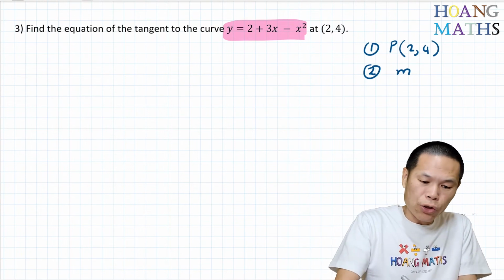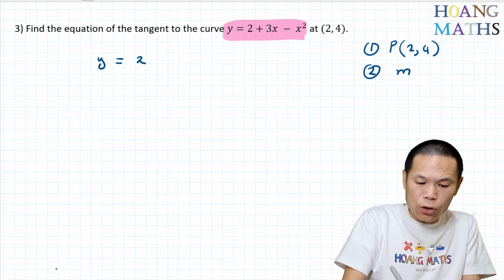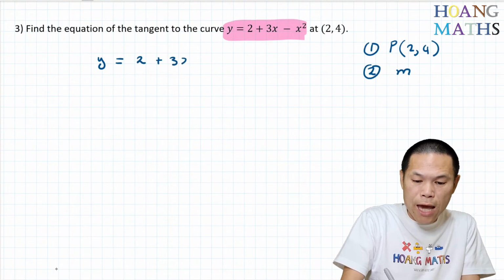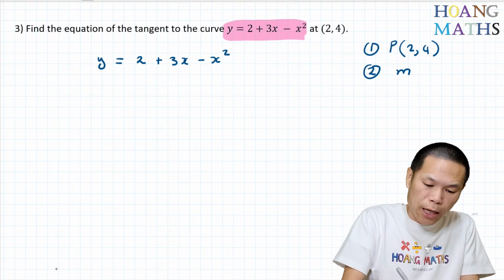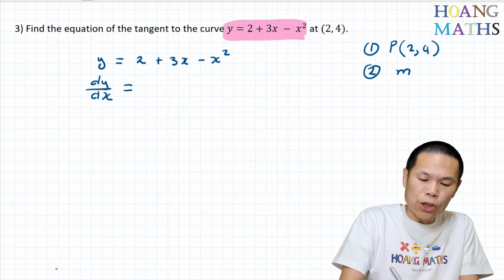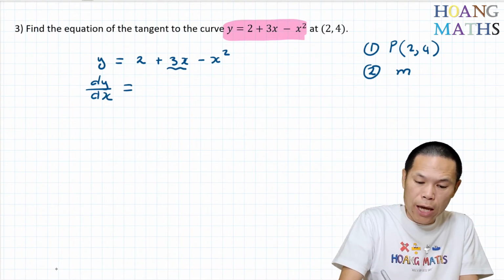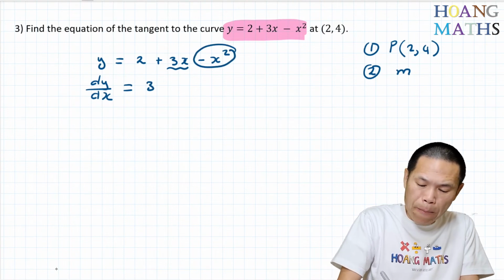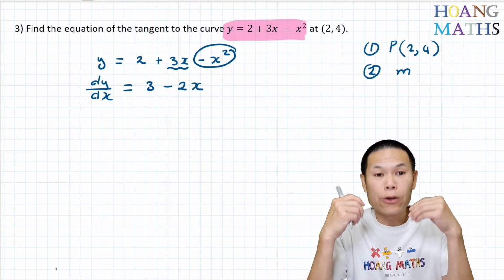So let me just differentiate this. Let me write the function down first: y equals 2 plus 3x minus x squared. To differentiate this, dy/dx will give me: differentiate 2 gives 0, differentiate 3x gives 3, and negative x squared becomes minus 2x. So this is the gradient function.